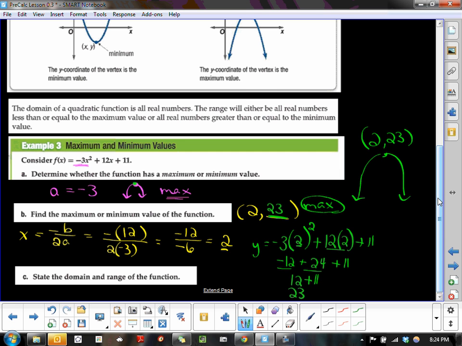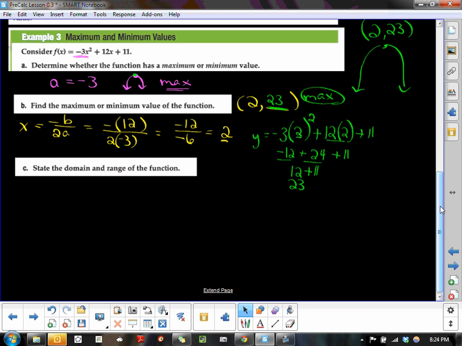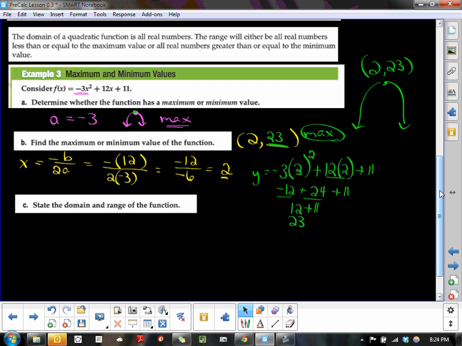I have one more follow-up question. It says, state the domain and the range. Well, because it's a quadratic equation, the domain is simple. The domain in every quadratic is the set of all real numbers, which means we can use any number that we want on the number line.